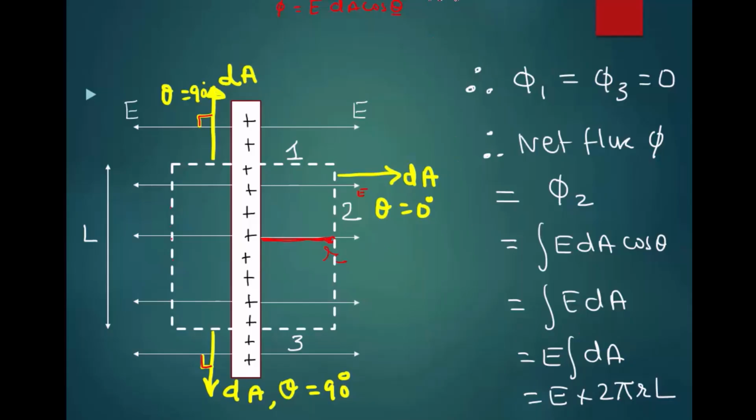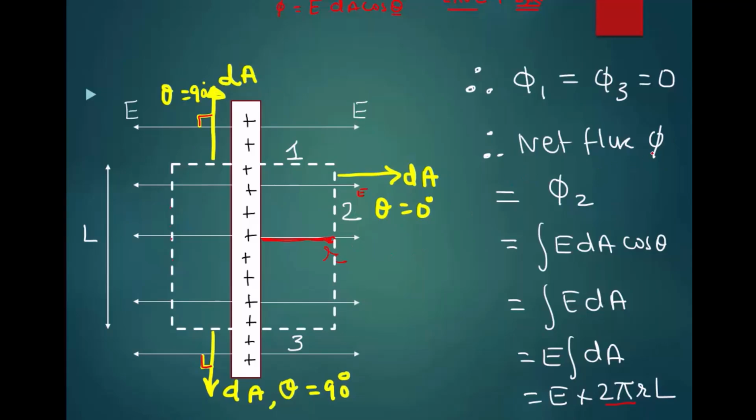The total area of a cylinder is 2 pi RL, which is the curved surface, plus 2 pi r square, where 2 pi r square are the two circles on the top and bottom. But these we are not including, so you have only 2 pi RL. So E into 2 pi RL will give me the flux coming out of the curved surface area.